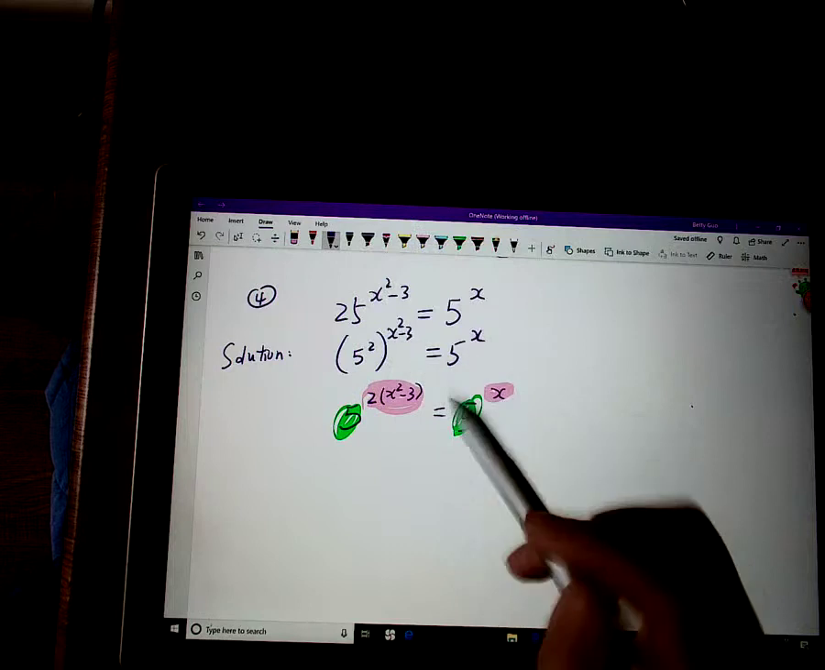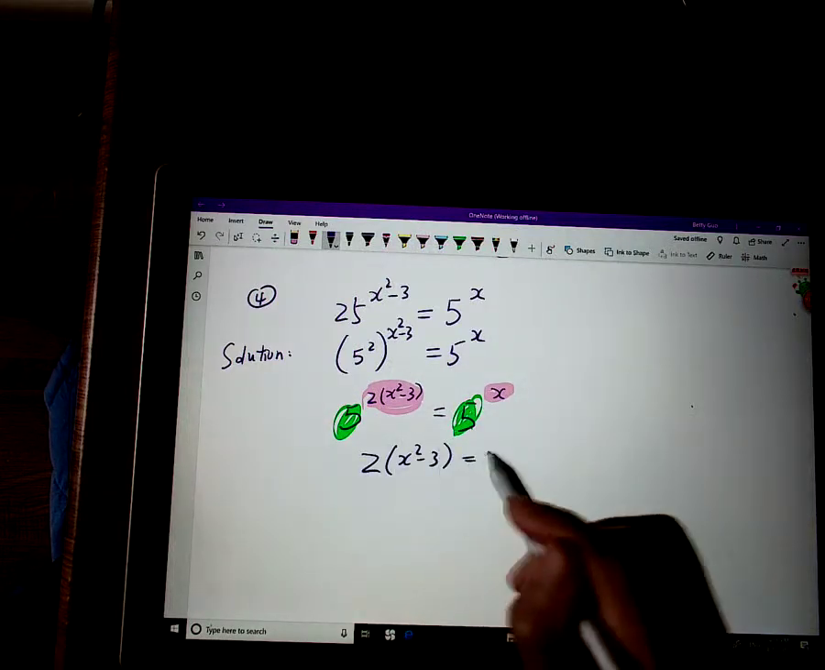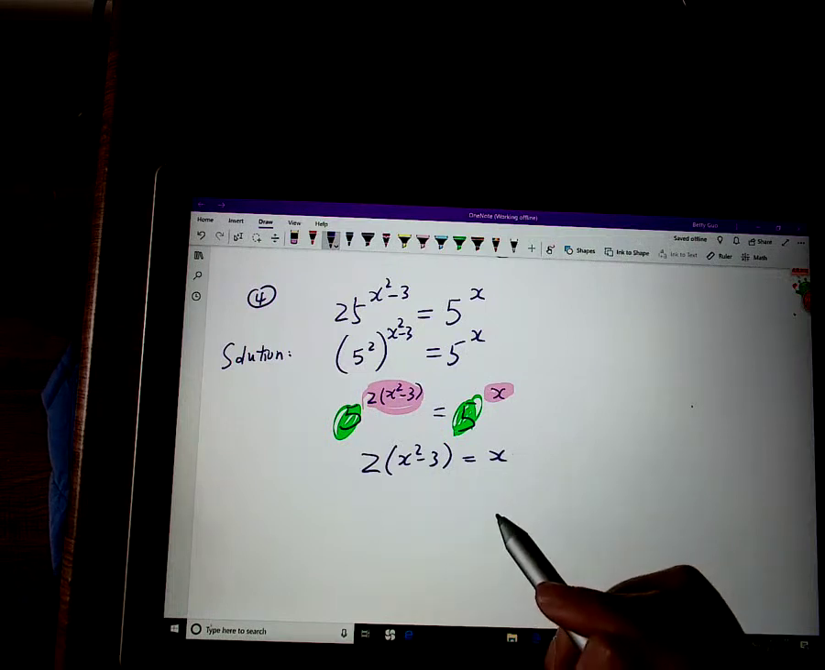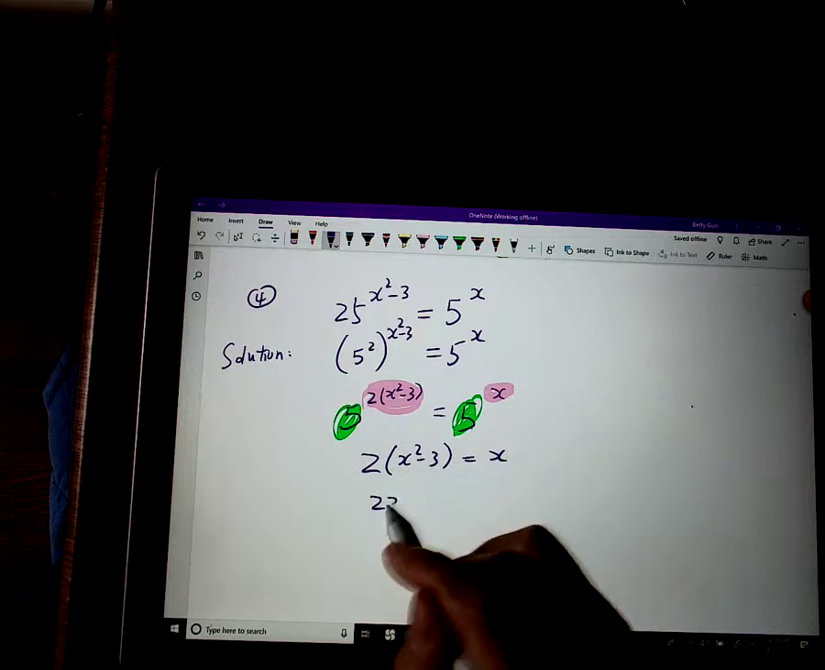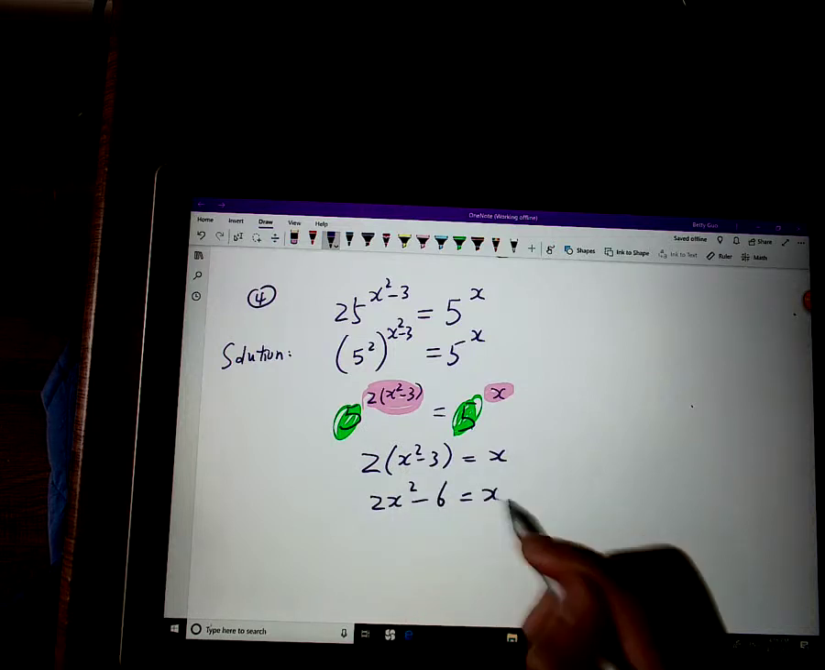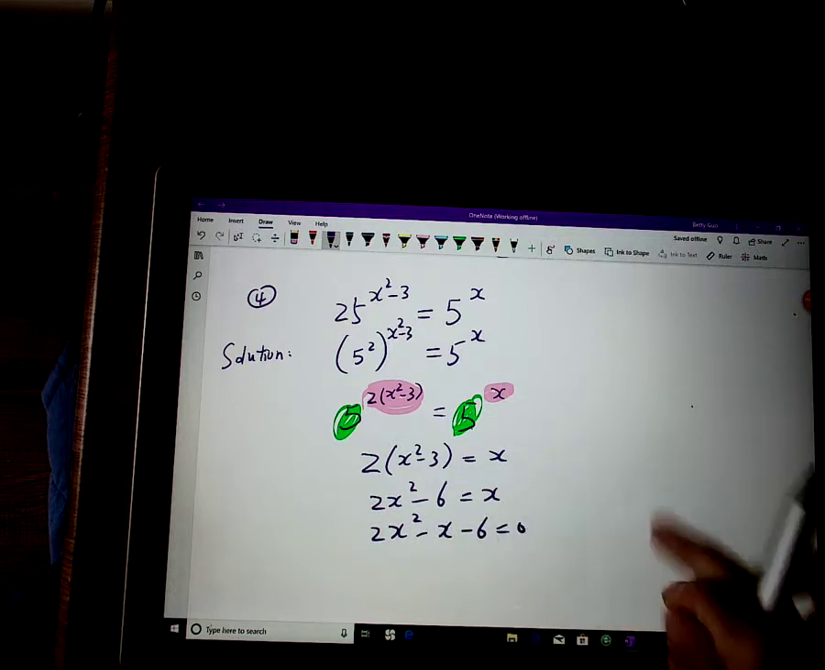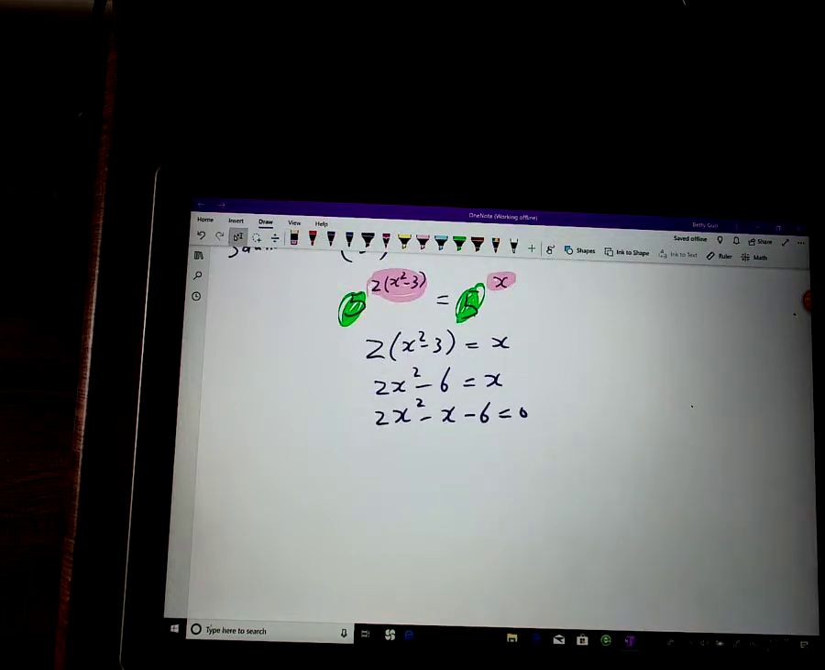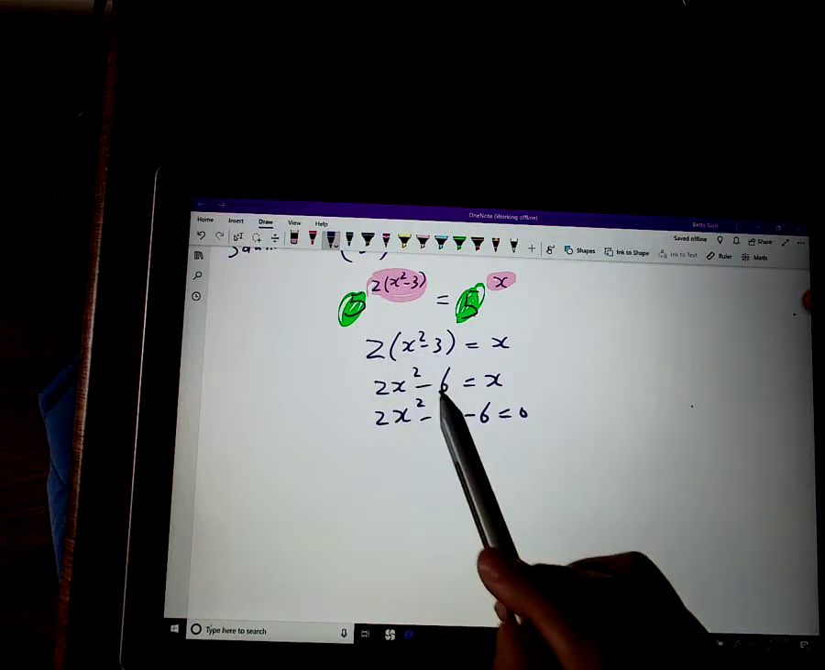So we equate the two exponents. 2 times x squared minus 3 equals x. We would have a simple quadratic equation. Distribute: 2x squared minus 6 equals x. 2x squared minus x minus 6 equals 0. I distribute 2 times x squared, 2x squared, 2 times negative 3, negative 6.